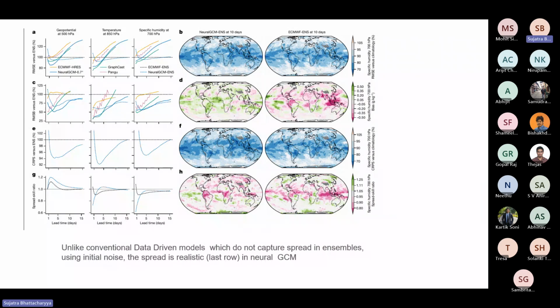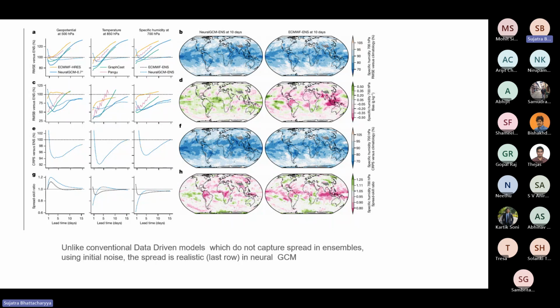Okay, so these are comparisons. This is the RMSE versus climatology of specific humidity. This is for the ECMWF ensemble. This is for the neural ensembles. You can see they're comparable.